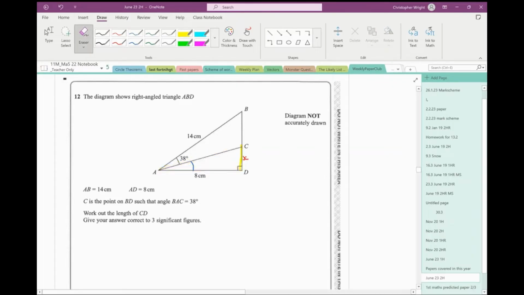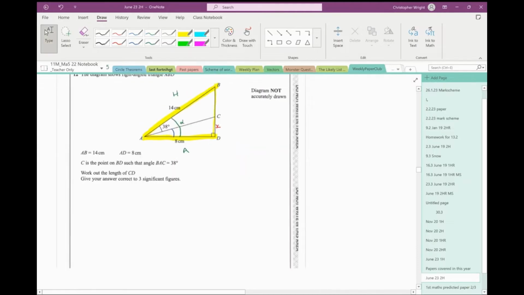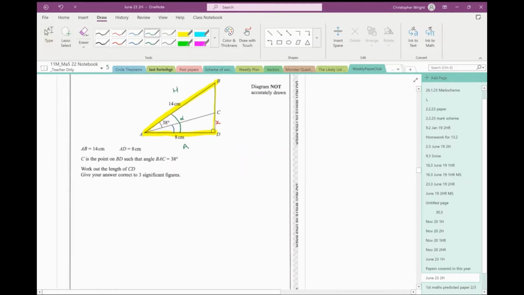Well, if you have a look at this large triangle, ABD, I've got 14 on the hypotenuse, and I've got an 8 on the adjacent, meaning that I can work out that whole angle alpha. So I'm going to work out the whole angle alpha and take away 38. All right, so how to work out the whole angle alpha?